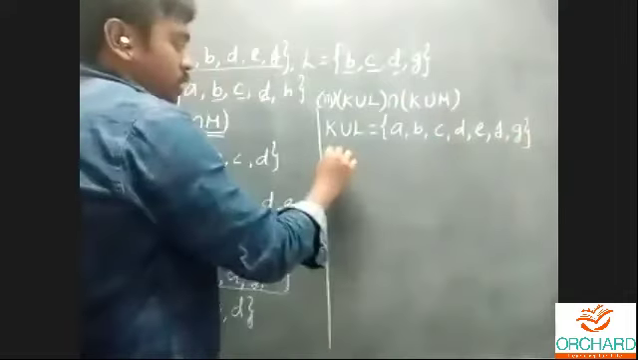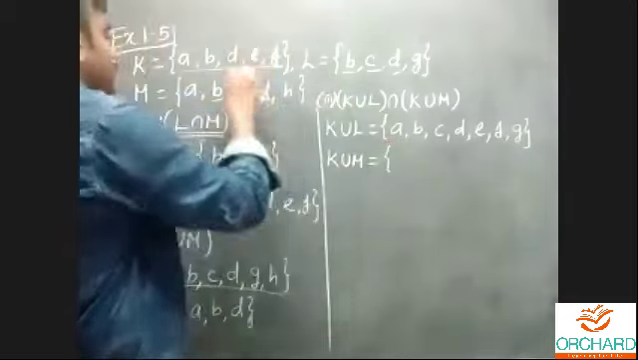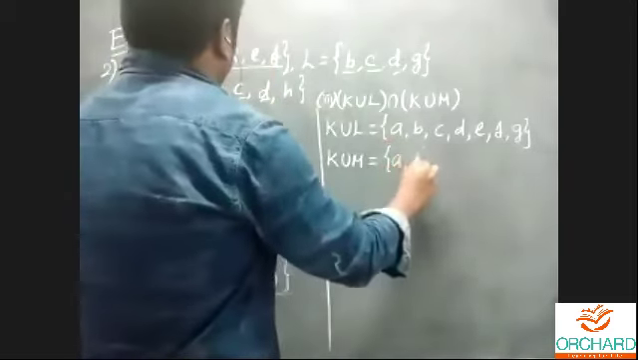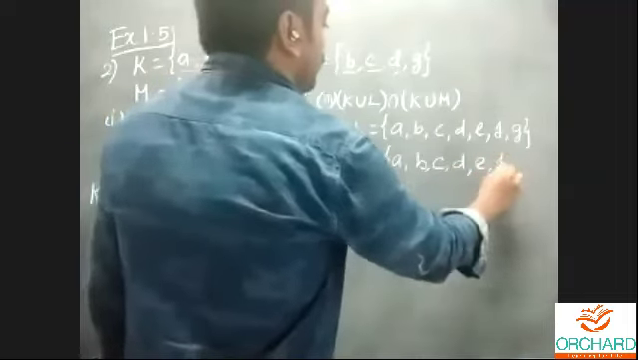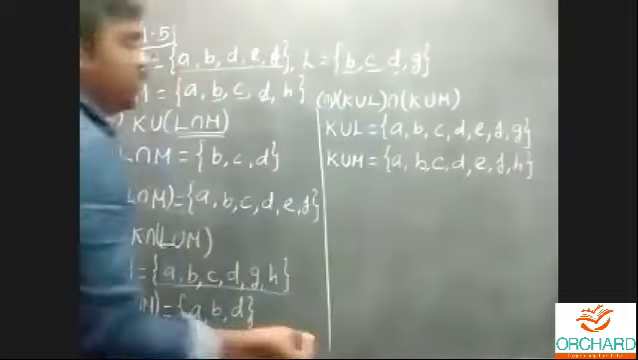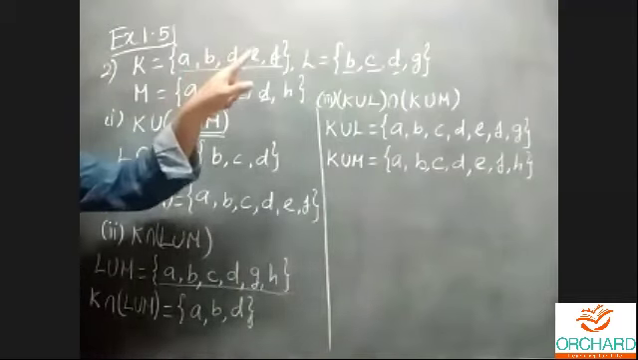Next, K union M. This is K and this is M. Arrange in order: A, B, C, D, E, F, H. This is the union of the sets K and M: A, B, C, D, E, F, H.